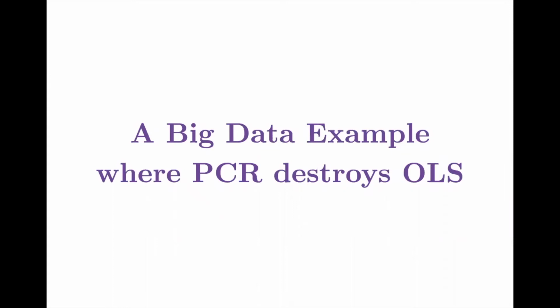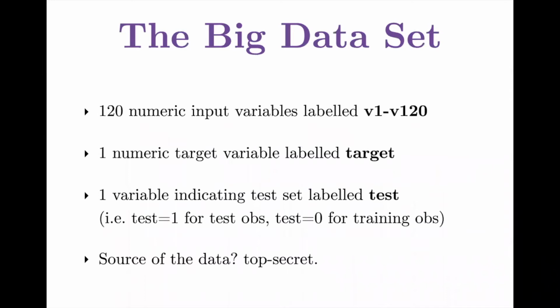Now that we've had a chance to look at the output from PCR, all of the plots, I want to take you just through one example where PCR seems like a really good idea. And this is a big data set. There's 120 numeric input variables, and they're just labeled V1 through V120. There's one numeric target variable labeled target, and then finally one variable that indicates the test set.